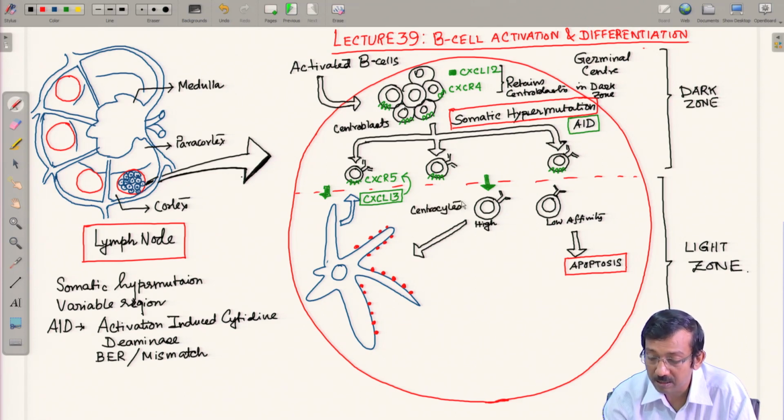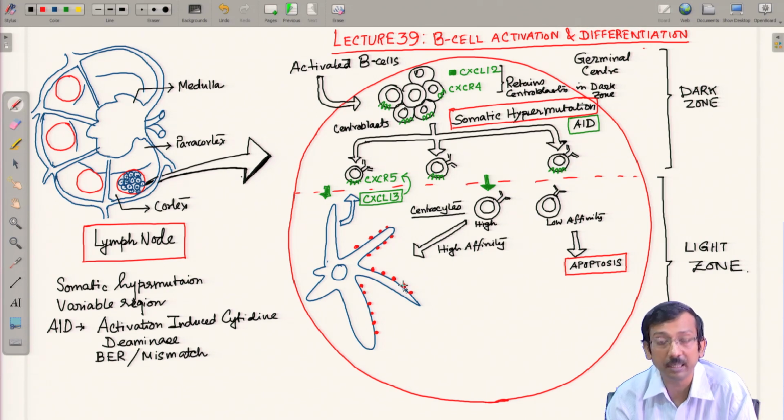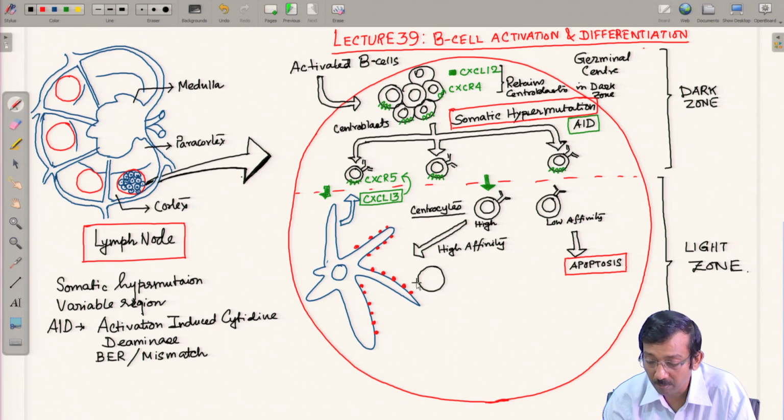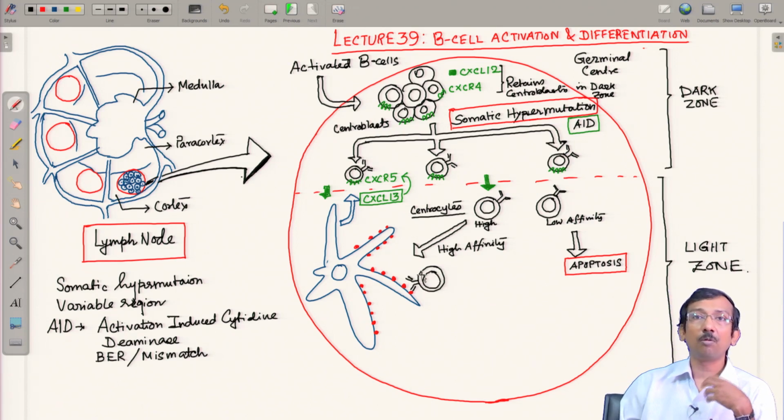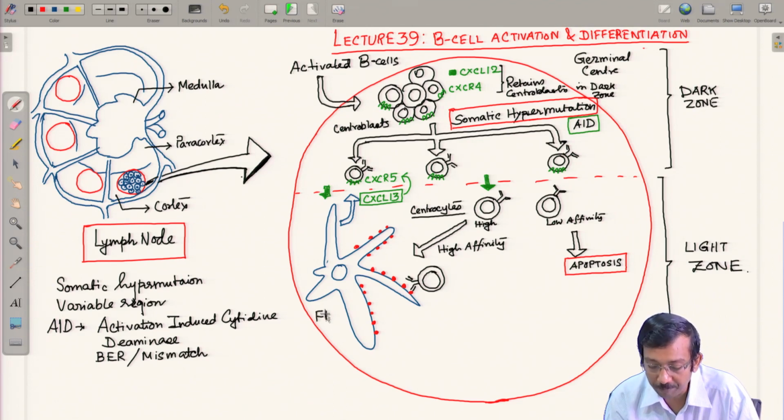These centrocytes have a high affinity. Now, since it has a high affinity, it will try to capture one of these antigens by the B cell receptor. So, a B cell will now interact by this B cell receptor with this antigen, which is adhered to the surface of the follicular dendritic cell. So, this is the follicular dendritic cell, we also call them the FDC.